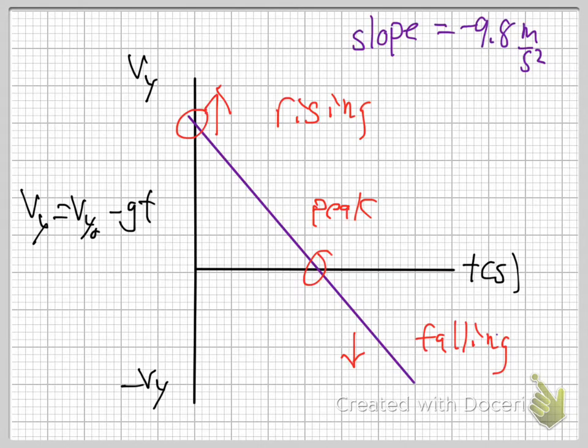Okay, so this equation, think of it as on this graph, it's going to tell you what the velocity is at any moment in time, if you know time. So if you want to know the velocity at this time, plug in time, you know g, you'll know the initial velocity, then you can find what the velocity is at that moment.